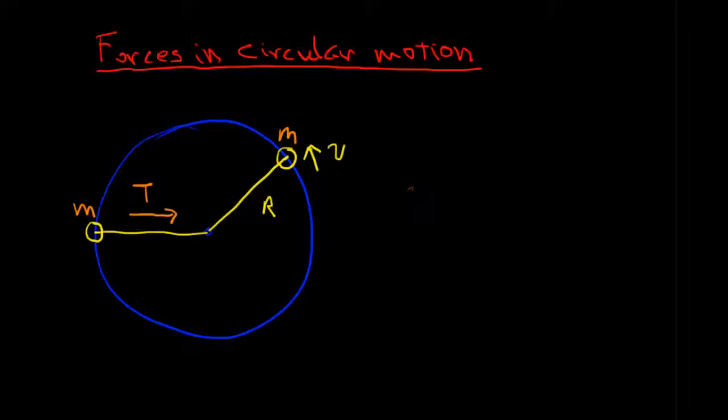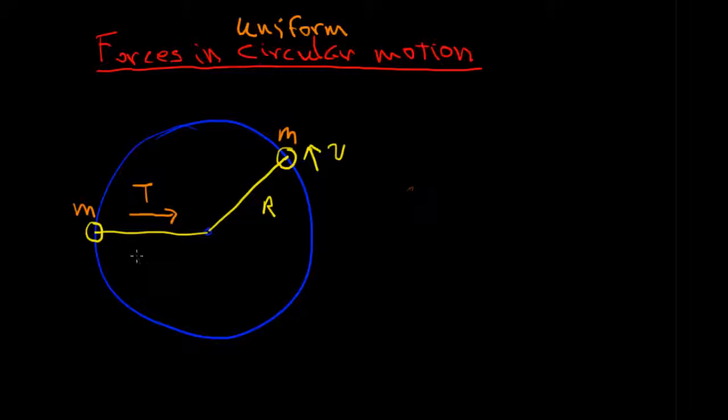Okay, we're going to talk about forces in circular motion, and really we're going to be talking about uniform circular motion, because we want circular motion at a constant speed. You can imagine this is the top view of a ball or a disc that's being swung around in a circle on a string. It's moving in a horizontal circle, and it's being forced to do so by a string.